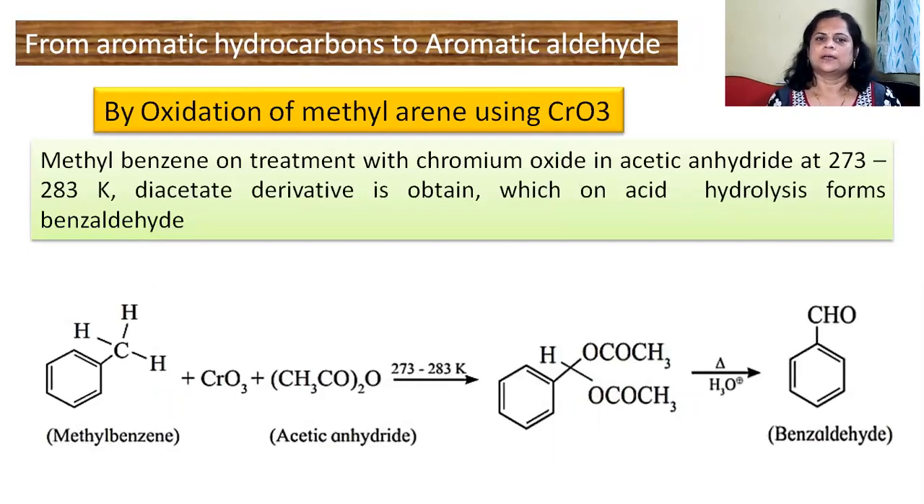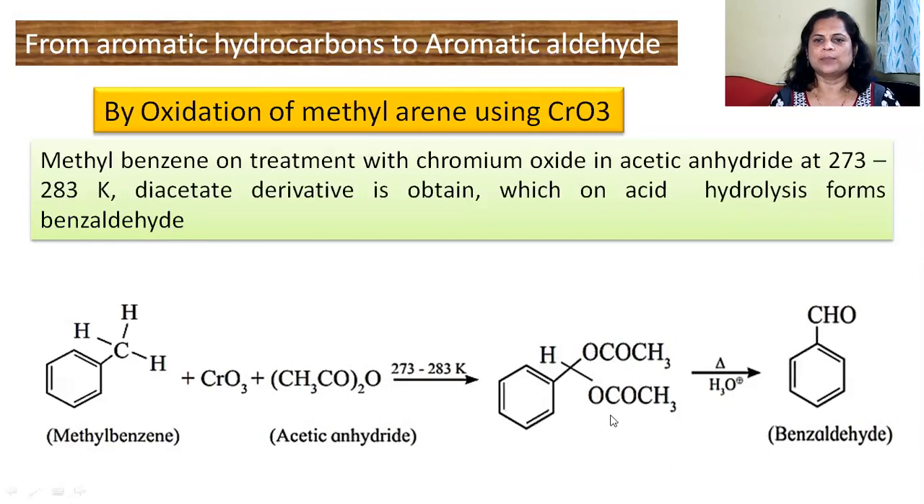Next reaction, again we are using the same aromatic hydrocarbon to convert to the aromatic aldehyde, but by the oxidation of methyl arene using CrO3 in the presence of acetic anhydride. Methyl benzene on treatment with chromium oxide in the presence of acetic anhydride at 273 to 283 Kelvin gives a diacetate derivative. Two hydrogens of the methyl group present on that benzene are replaced by OCOCH3. That group is introduced from the acetic anhydride.